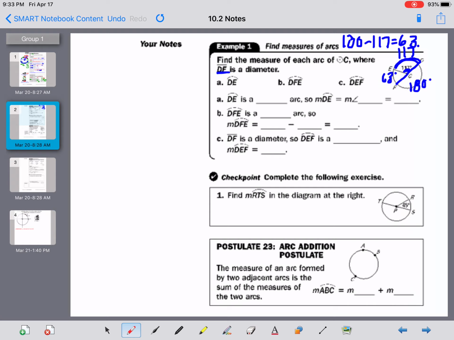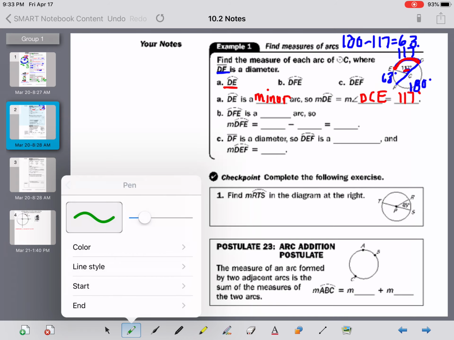All right, we want the measure of DE. First I find D, I find E, and I go the shortest distance between those. Because that looks like it's less than half the circle, I know that I have a minor arc. And I already labeled that as well, that if my central angle is 117, my arc measure is also 117 degrees. So it matches that angle of angle DCE.